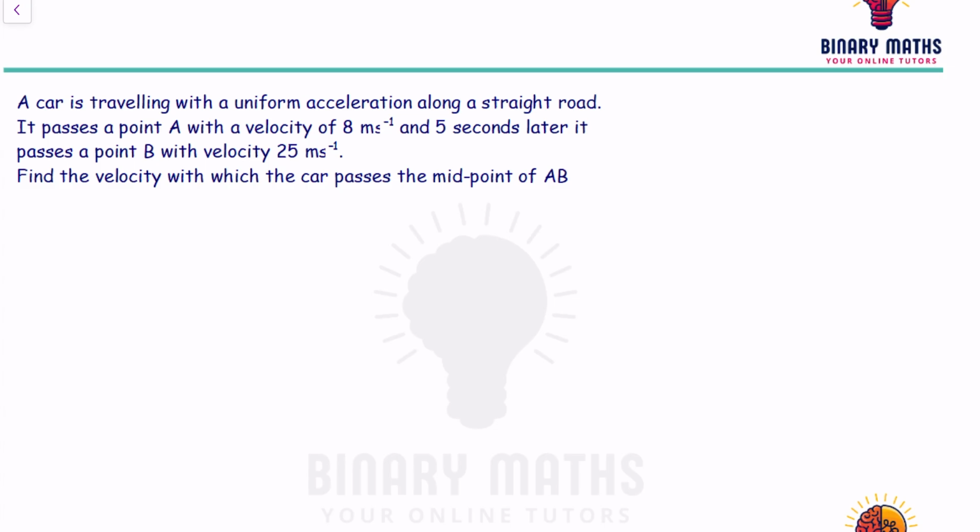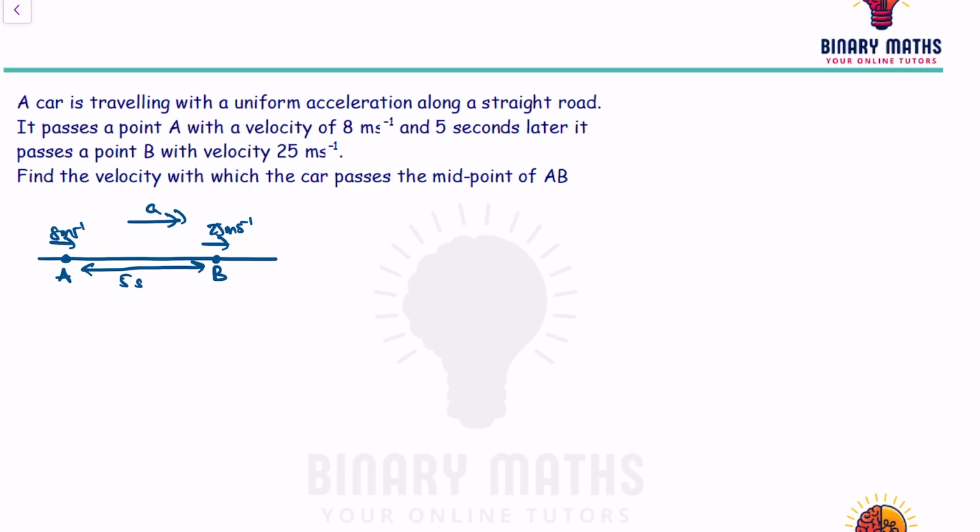A car is traveling with a uniform acceleration along a straight road, so acceleration is constant. It passes through point A with a velocity of 8 meters per second, and 5 seconds later, it passes through B with a velocity of 25 meters per second. Find the velocity with which the car passes through the midpoint of A and B.